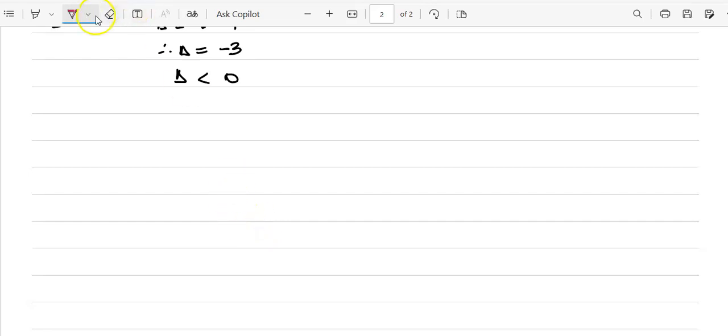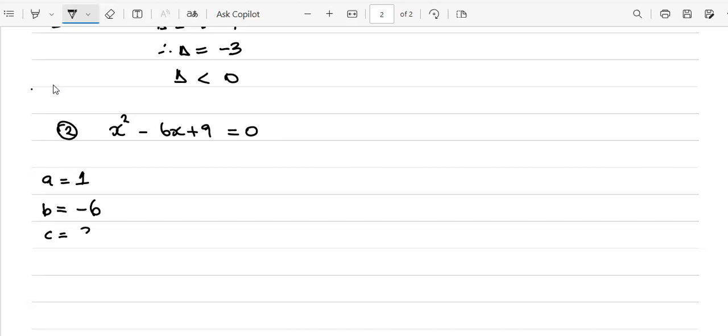Okay, let's work on the second example. On the second one, we have x squared minus 6x plus 9, and this is equal to 0. On this one, we need to identify the value of a, the value of b, and the value of c. Remember that a is the number in front of x squared, b is the number in front of x, please make sure that you take b with the sign, and c is positive 9.